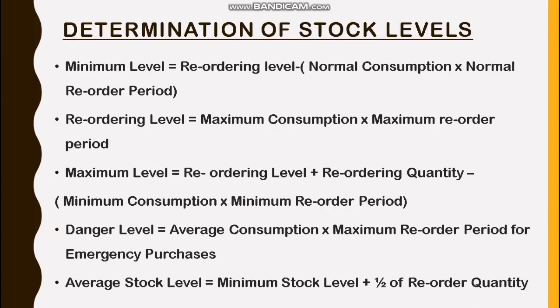And last one is the average stock level, which is equal to minimum stock level plus half of reorder quantity, or minimum stock level plus maximum stock level divided by 2. Now what is the reordering period and reordering level? Reordering level is the level at which we will place the new order, and reorder period is a time period, it is a lead time for which we will get the new purchases from the supplier. It is a time which the supplier takes to give the fresh delivery of material.